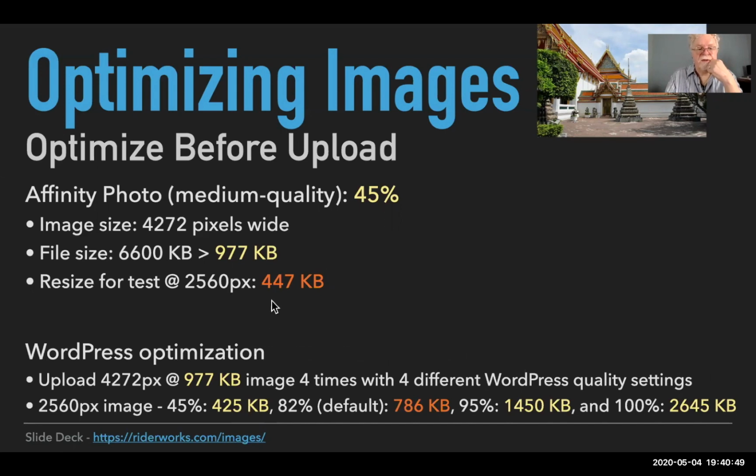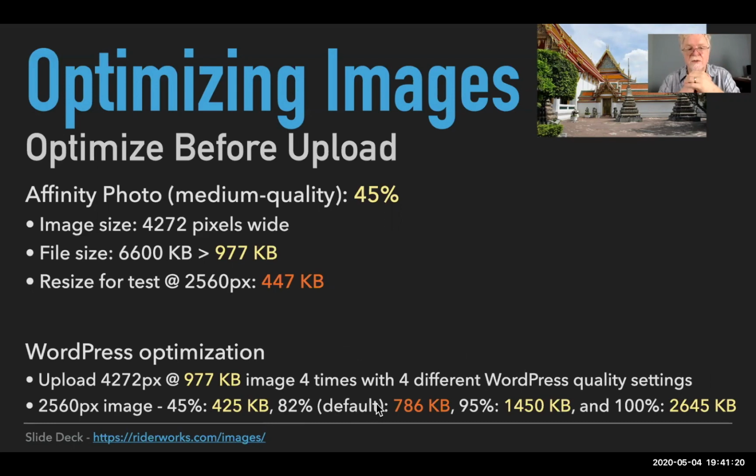You'll notice this came out pretty tight. 45% came very close. But if I had kept the default 82, which is the size that WordPress makes, it makes it bigger. This is after the fact, and most people use this. So if I was using my medium quality tool to optimize these images before I uploaded, I'm adding almost 300 kilobytes to the image size at 82%.